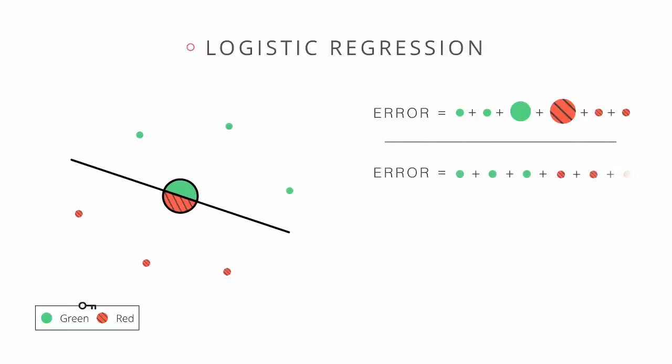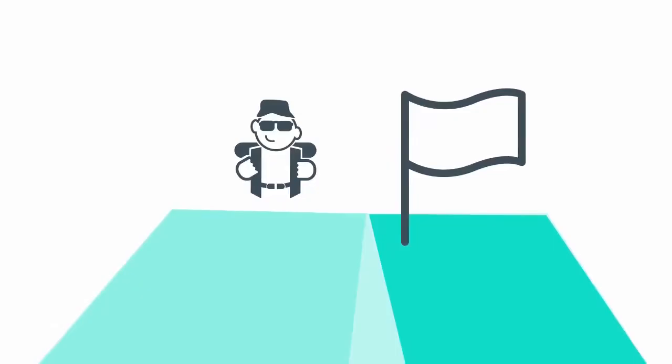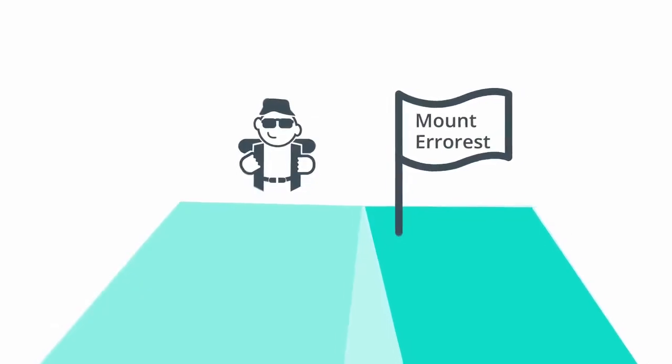But in general, when we consider the sum gets smaller since we've correctly classified the 2 points that were misclassified before. So the point of this process is to find the best line fit by minimizing the error function. And how do we minimize the error function? Again, with gradient descent.